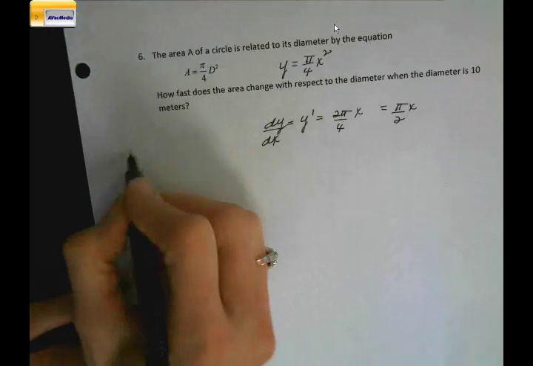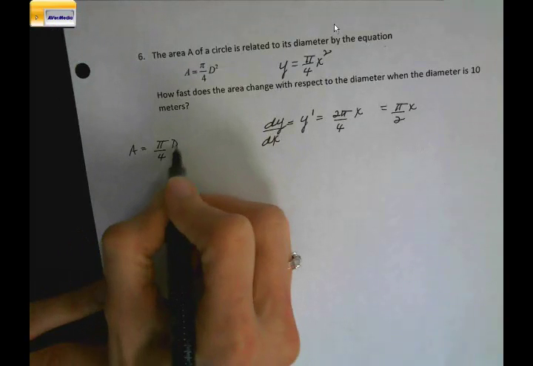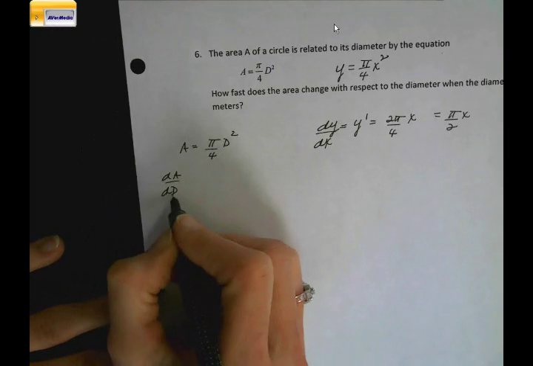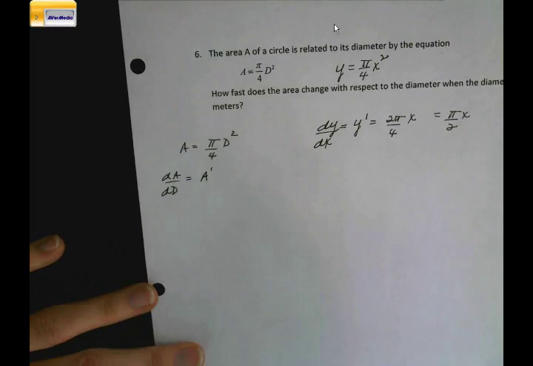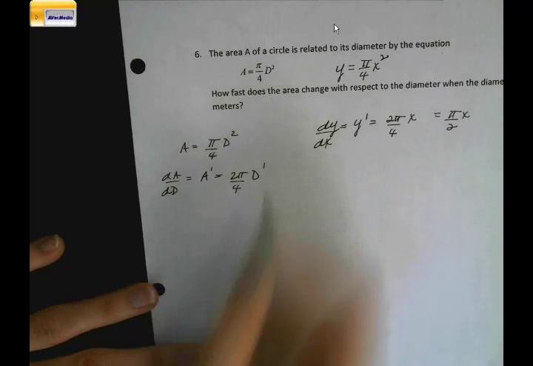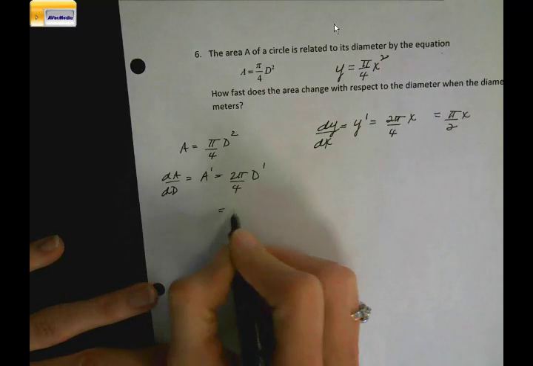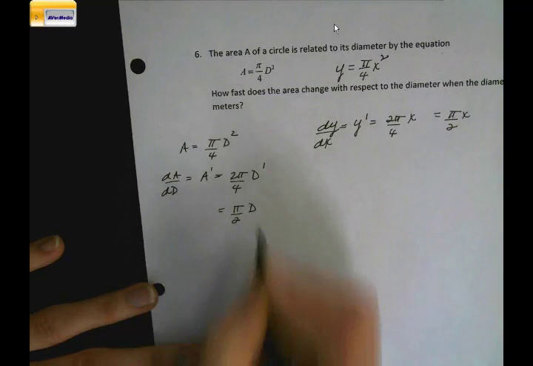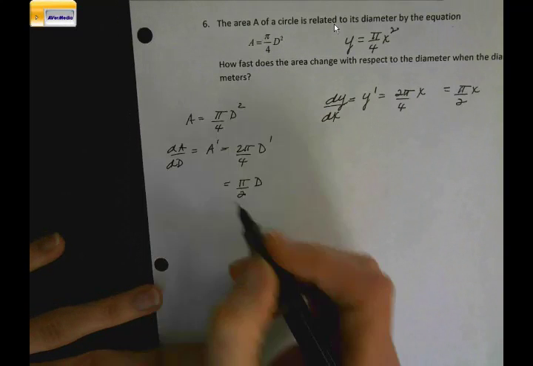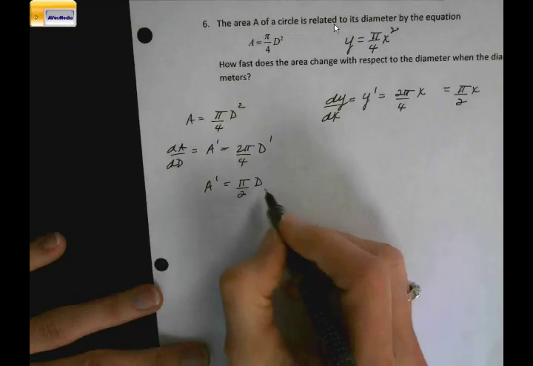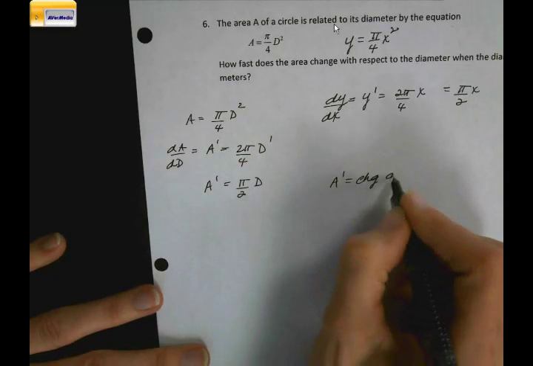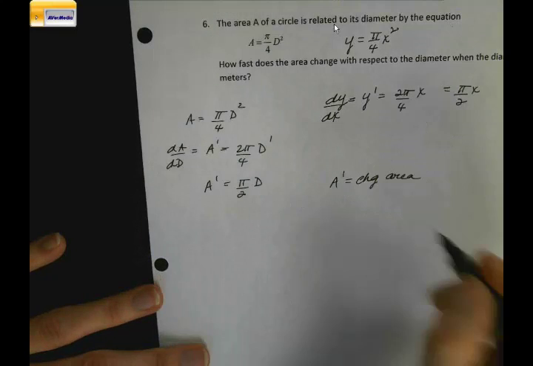But over here, you don't have that. You have area equaling pi fourths d squared. So oddly enough, you're doing dA/dd, which would be A prime, which would be 2 times the pi fourths, d to the exponent decreased by 1. So it is pi halves d. D is diameter. I don't like d. Whatever. Okay? So A prime equals the change in area of the circle.